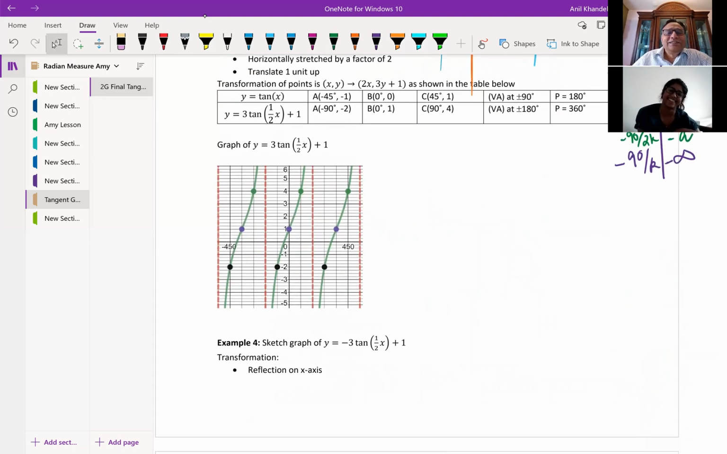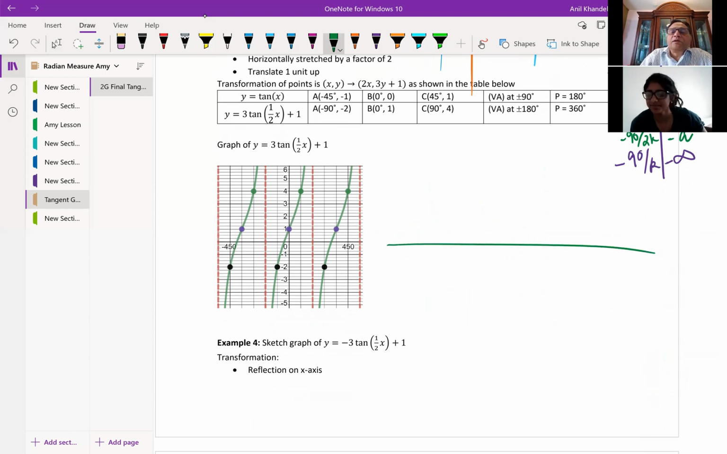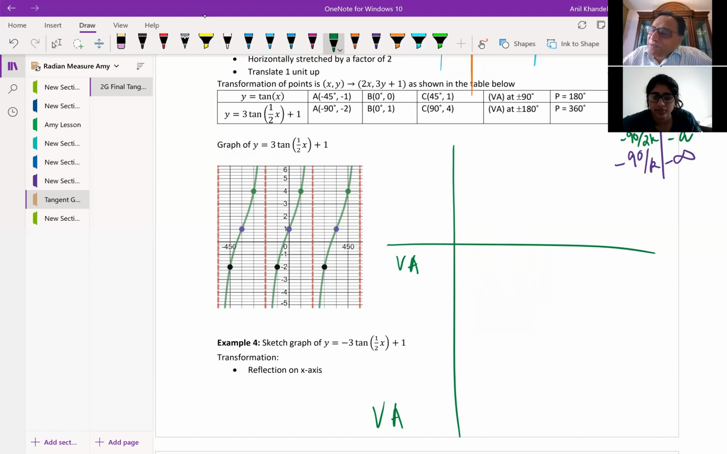So now, Amy, this is my graph, that is my equation. How will I write my points? Look here. Because I have space here, I can actually give you my points, correct? So let's talk about the vertical asymptotes first. We know we have two boundaries. Those are the two vertical asymptotes, correct?